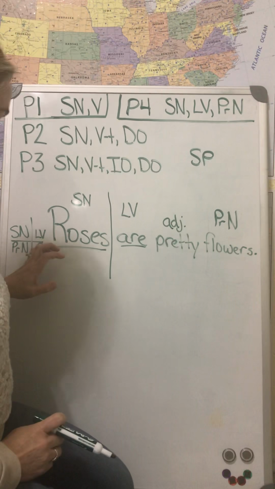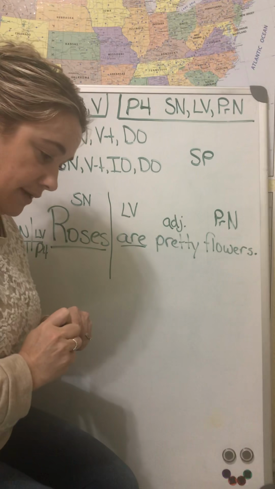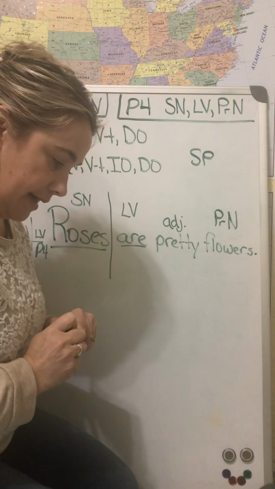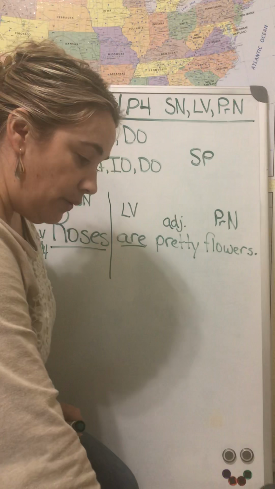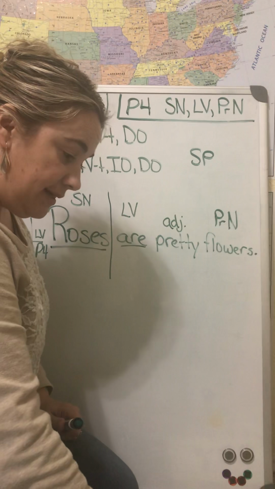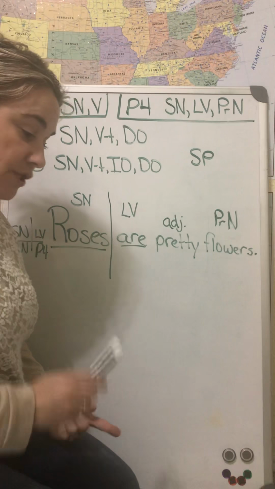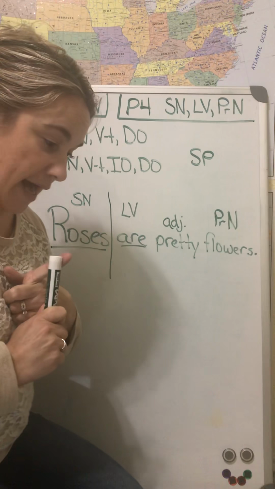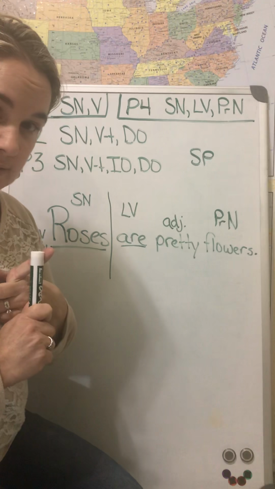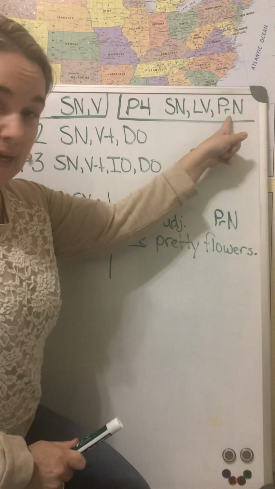Okay? So I hope that gives you a good introduction of pattern 4. I don't think that I've missed anything. We're going to be going over more of this in the next couple of weeks, okay? But I want you to think about these questions. What is a noun called that renames the subject in a sentence? It's called a predicate noun.